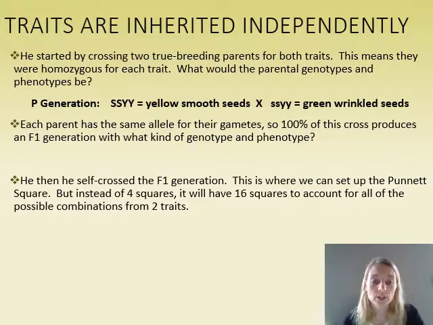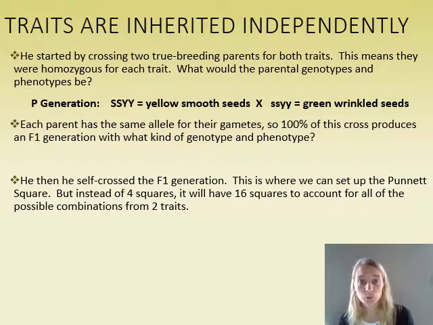The parental genotype for the dominant would be big S, big S, big Y, big Y. That would be the smooth yellow seeds. And then we have our true breeding recessive, which would be homozygous recessive for both traits: little s, little s, little y, little y would give you green wrinkled seeds. So that's your genotypes and your phenotypes. That was your parental generation. So he did a cross. He crossed the true breeding yellow smooth, which was dominant, with the true breeding green wrinkled, which was recessive.